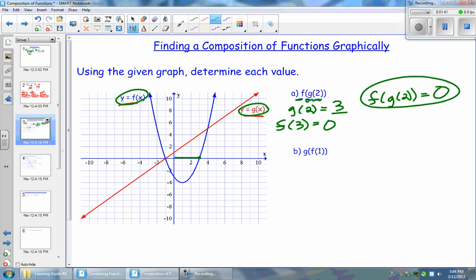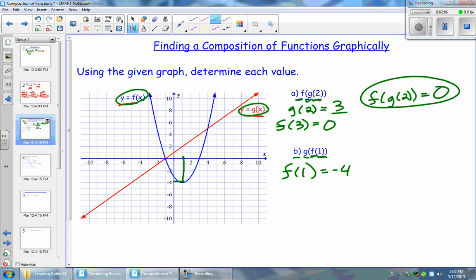Let's take a look at part B here, g of f of 1. The first thing you want to evaluate is the inside function, which is f of 1. So let's go to your curve here, the parabola. Find when x is equal to 1. So x is equal to 1 here. You want to find the corresponding y value on that blue curve, and that y value is equal to negative 4.